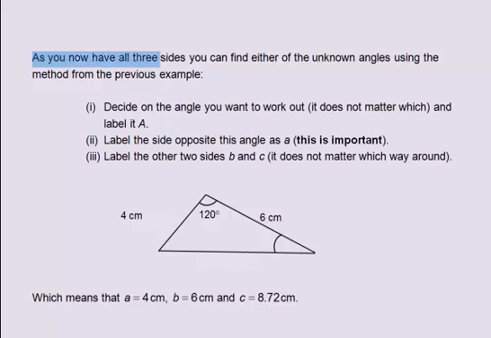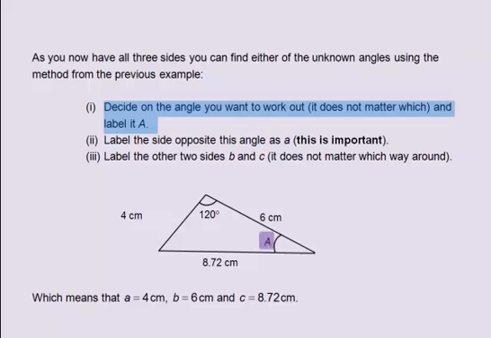As you now have all three sides, you have just discovered that this side is 8.72 centimetres. You can find either of the unknown angles using the method from the previous example. 1. Decide on the angle you want to work out, it doesn't matter which, and label it uppercase A. Like this.